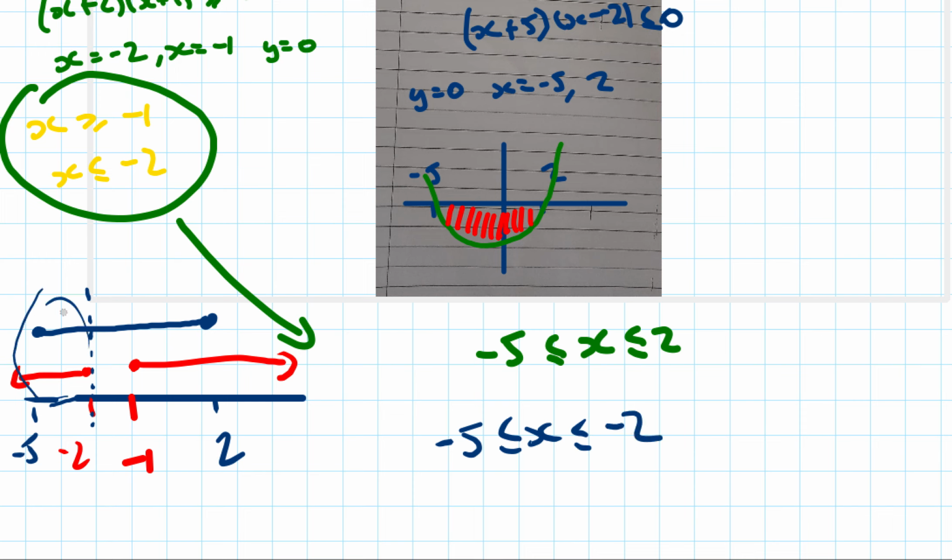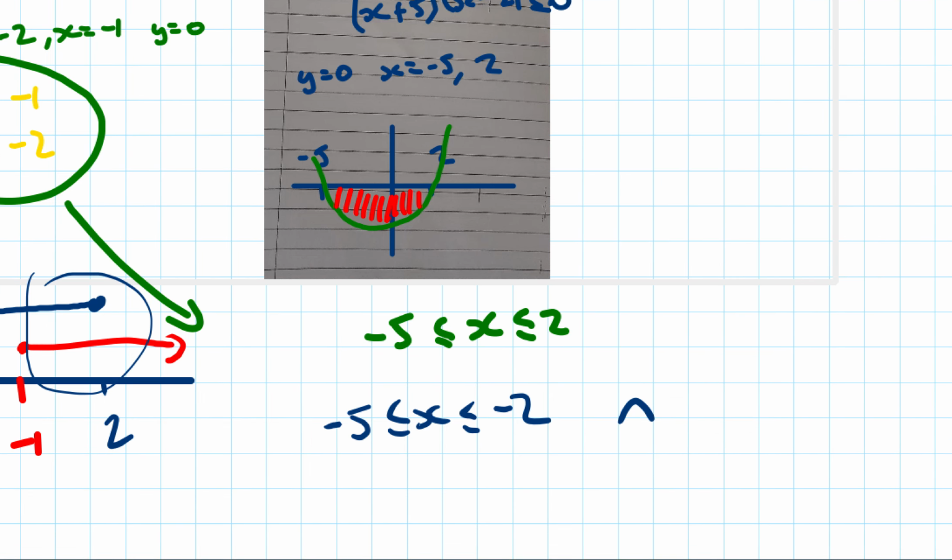So there's a set of solutions that can lie here, and there is also a set of solutions that are between minus 1 and 2. So x can exist between minus 5 and minus 2, and x can exist between minus 1 and 2, and they're the only values that it can exist. So that is essentially your answer, and we solved the inequality.